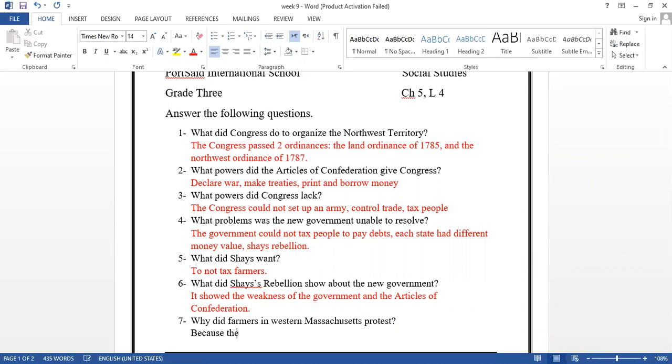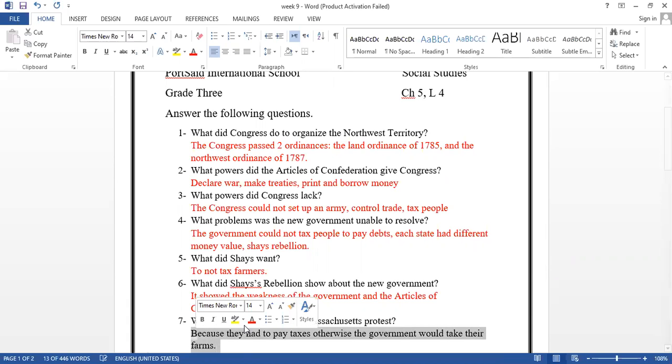Because they had to pay taxes, otherwise the government would take their lands, or their farms. Sorry, their farming lands. Yeah, excellent, excellent.